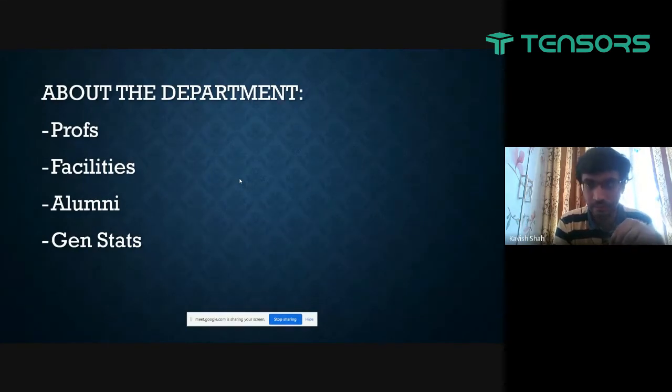As far as I know, there are 7 to 8 experimental facilities in terms of flumes, so this is one of the best in terms of facilities for research. We have a good alumni network.